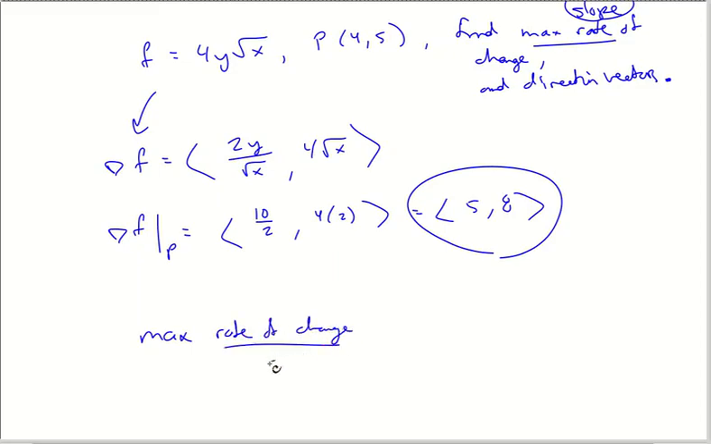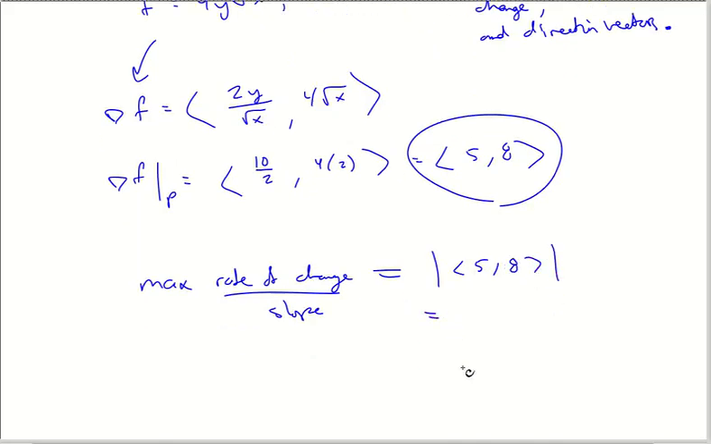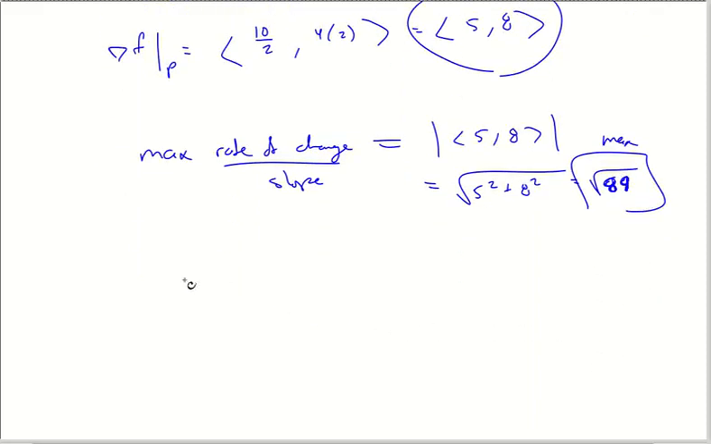Rate of change, you should see a slope. So what's the max slope? Well, it's basically going to be the magnitude of what I just found. Sorry, kind of rewrote it wrong. It's the magnitude of what I just found. So 5 squared plus 8 squared, that's 25 plus 64. It's square root 89. There you go. For speed's sake. Okay, so square root 89, that's your first answer. That's your maximum slope or whatever.